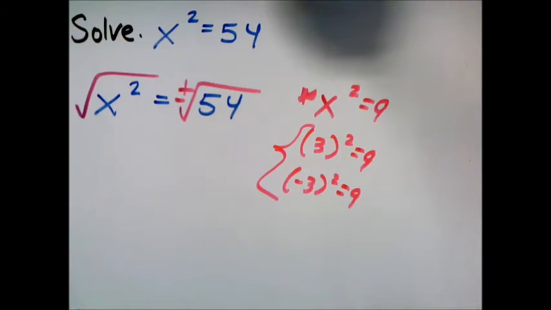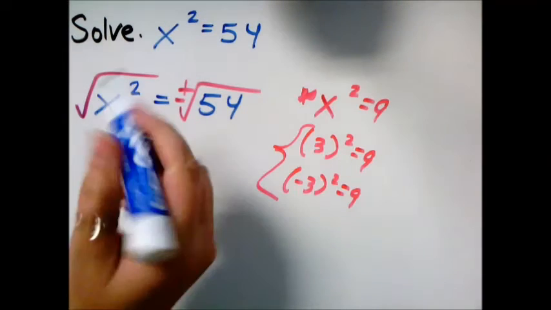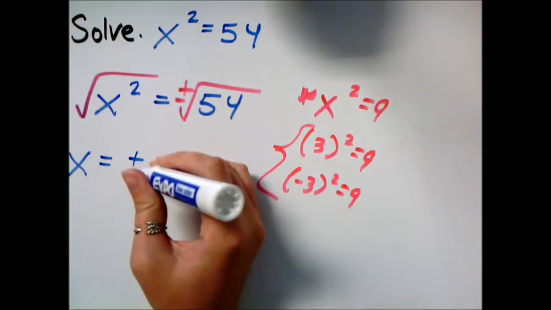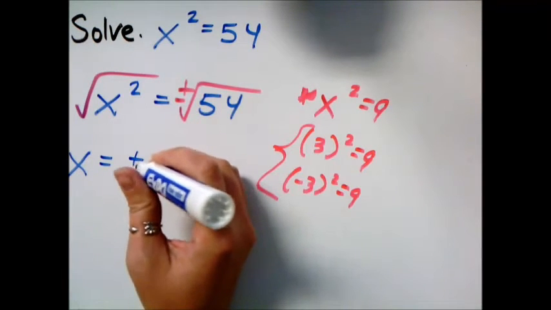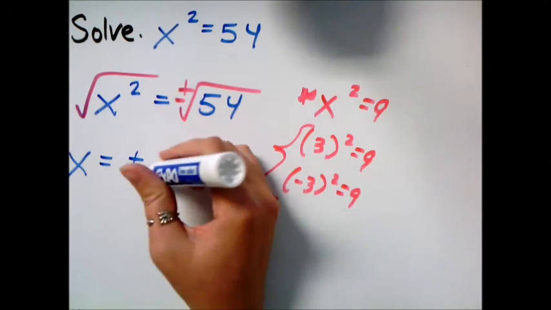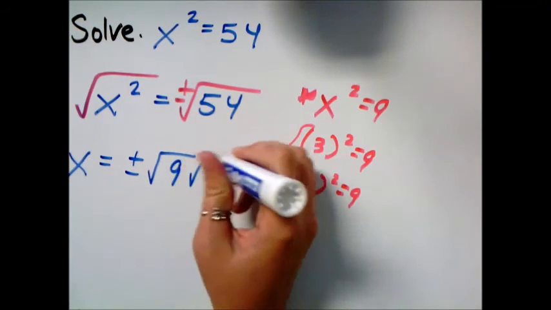So back over to this one, whenever I put the square root of both sides, I have to put plus or minus. The square root and the squared cancel, so it just says x equals plus or minus the square root of 54. But then I reduce the square root of 54 all the way. So I'm trying to think of numbers that go into 54 that I can take the square root of, probably 9. So 9 and 6 gives me 54.